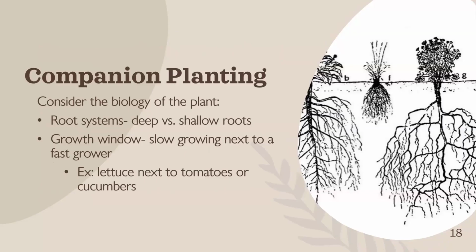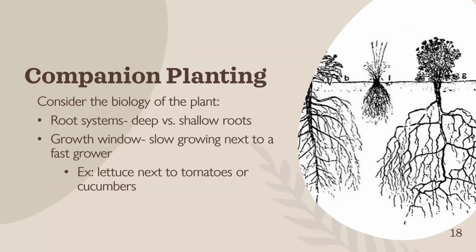So finally, with companion planting, we also want to consider the biology of the plant. So not only the height, but what about the root system as well? You wouldn't want to put a bunch of deep-rooted plants all next to each other as they'd be competing for space underground. But if you have a row of deep-rooted plants, maybe you could put some more shallow-rooted plants next to them, and therefore their roots wouldn't be competing necessarily in the same area.